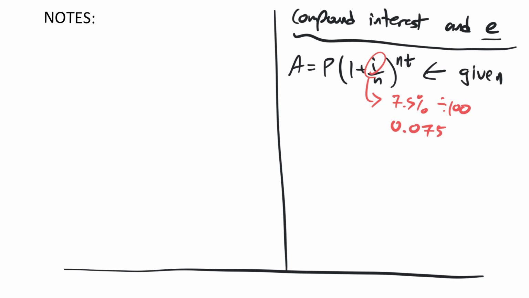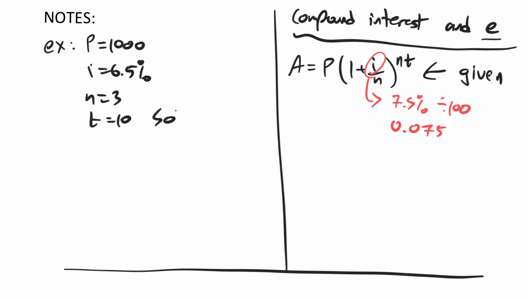So for an example here, real quick, let's say you had P as 1,000, i as 6.5%, n as 3, and t as 10. Solve for A. So I'll give you a moment to give that a try.